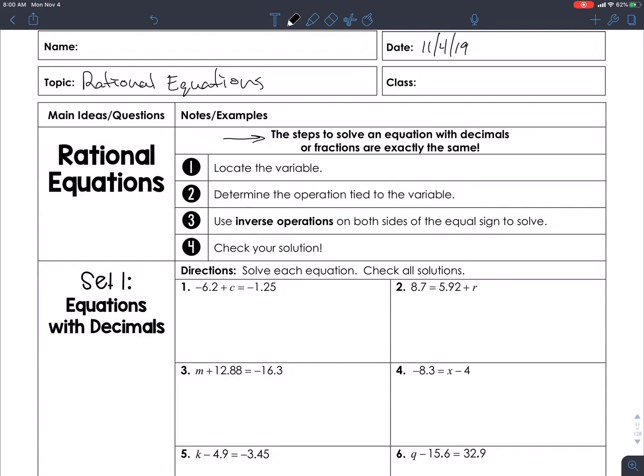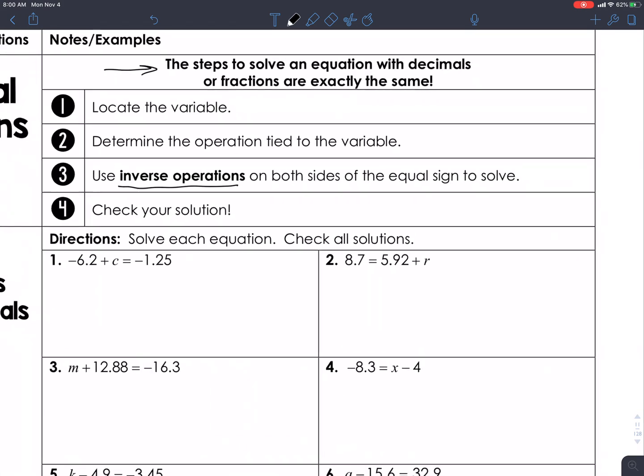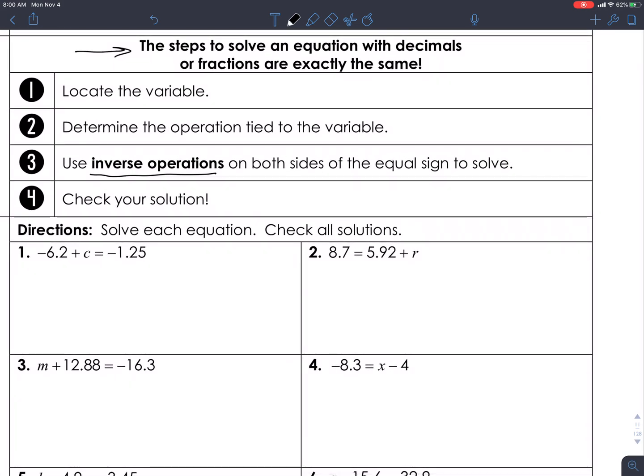Here are the steps to solve an equation with decimals or fractions. They're exactly the same. Locate the variable, so we figure out where the variable is. We determine the operation tied to the variable, what's being done on the side with the variable, so that we can use inverse operations to undo the work that's being done, and then check it. So let's look at number 2, and let's look at the steps as we go.